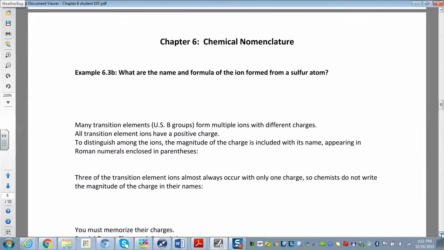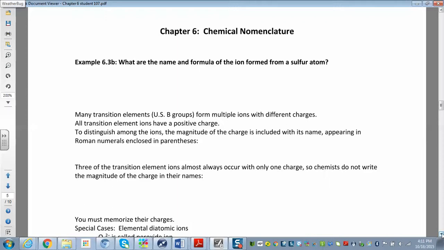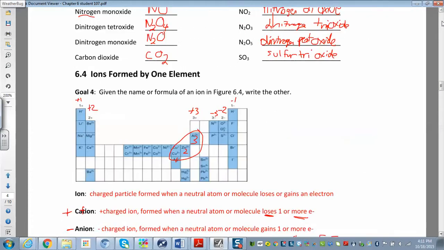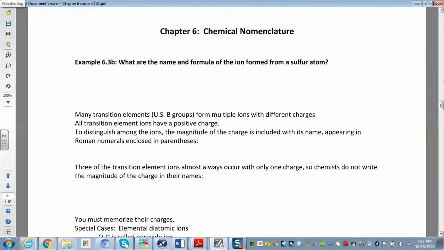So what are the name and formula of the ion formed by a sulfur atom? So sulfur is going to become sulfide, and let's see what the charge is going to be. Let's find it in this periodic table here. So here is the sulfide ion. It's S2 minus. These are -1, -2. Because it's in the nonmetals upstairs, it's going to be sulfide. So we change the ending to sulfide. So this is the sulfide ion.